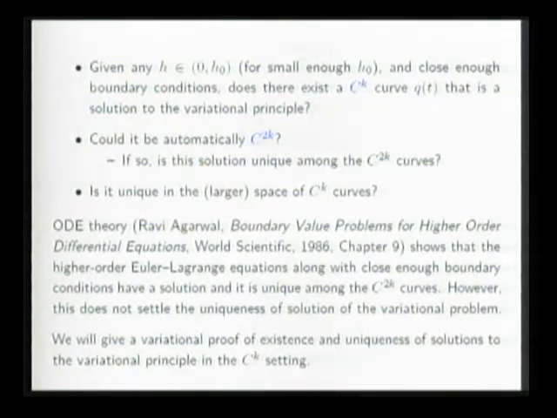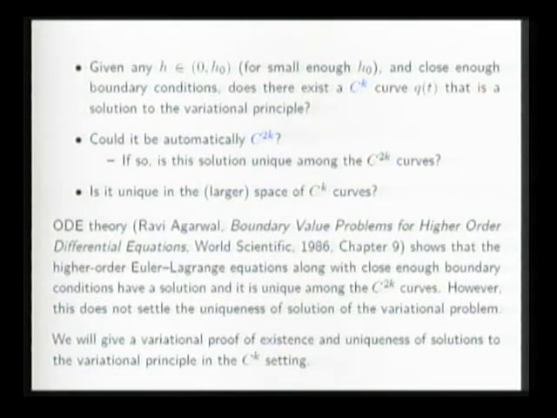So you have some natural questions that you can pose. If you give any h very close to 0, I mean in the open set from 0 up to some small h0, and close enough boundary conditions, do you have a C^k curve that is a solution to the variational principle? Or, I mean, do you have existence of solutions? Is it possible that your solution is automatically C^2k? And if so, you can ask if that solution will be unique among the C^2k curves. And also you can ask if it's unique in the larger space of C^k curves.